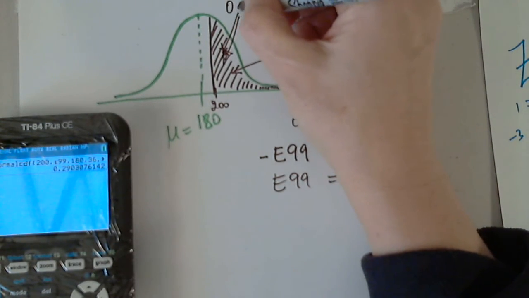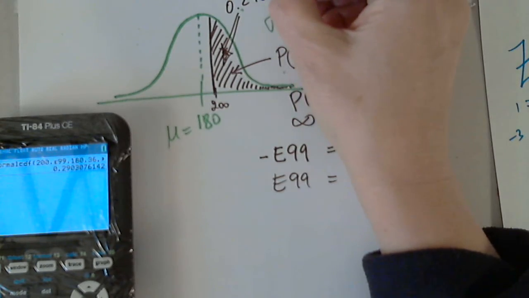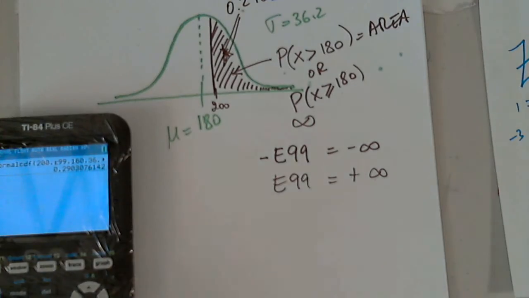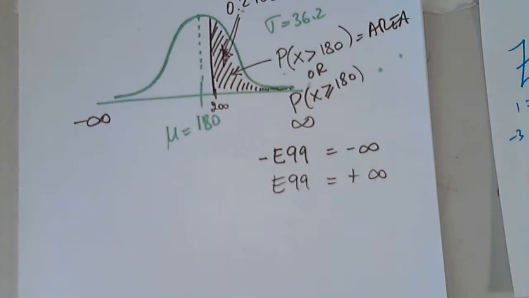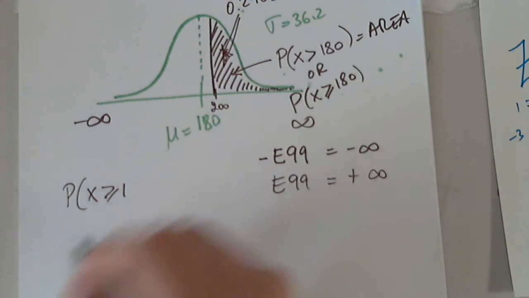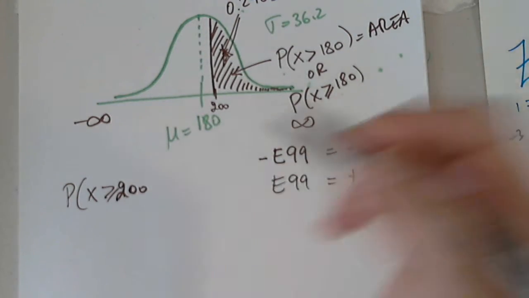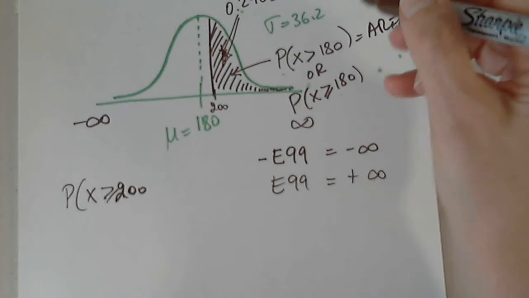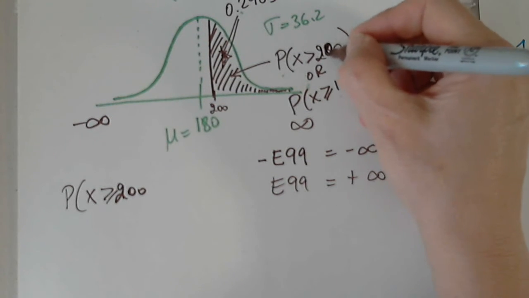So this is 0.2903. So the probability for x to be greater than or equal to 200. Why did I write 180? Please correct that. I'm sorry. It's 200.